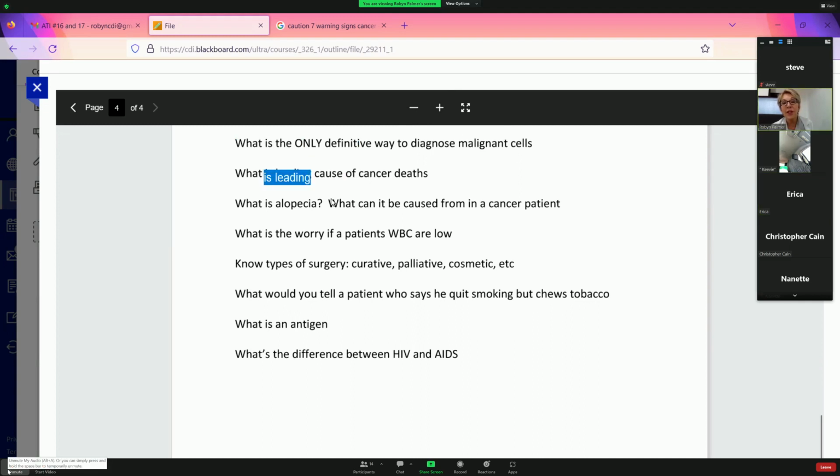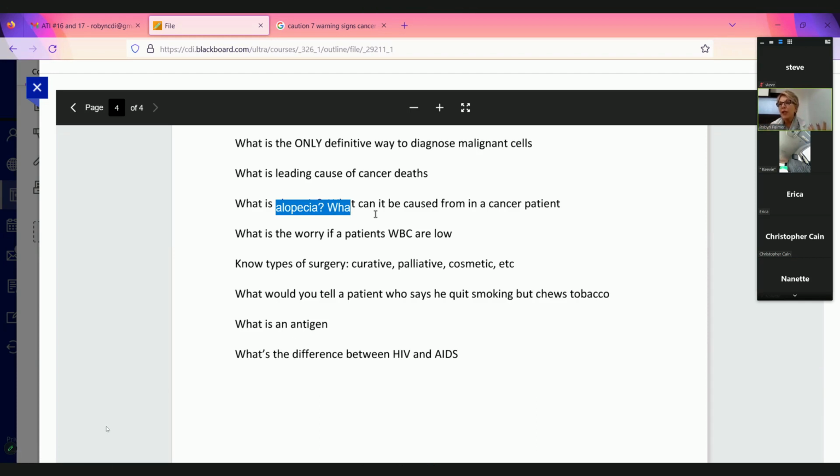Leading cause of cancer deaths, we just said that. It is lung cancer. Alopecia, what's alopecia? Hair loss, and it comes from chemotherapy, right? Because chemotherapy disrupts that DNA and it kills cells, and so the patients will lose hair. But it will come back when they're done. What's the worry if a patient has low WBC? Infection.